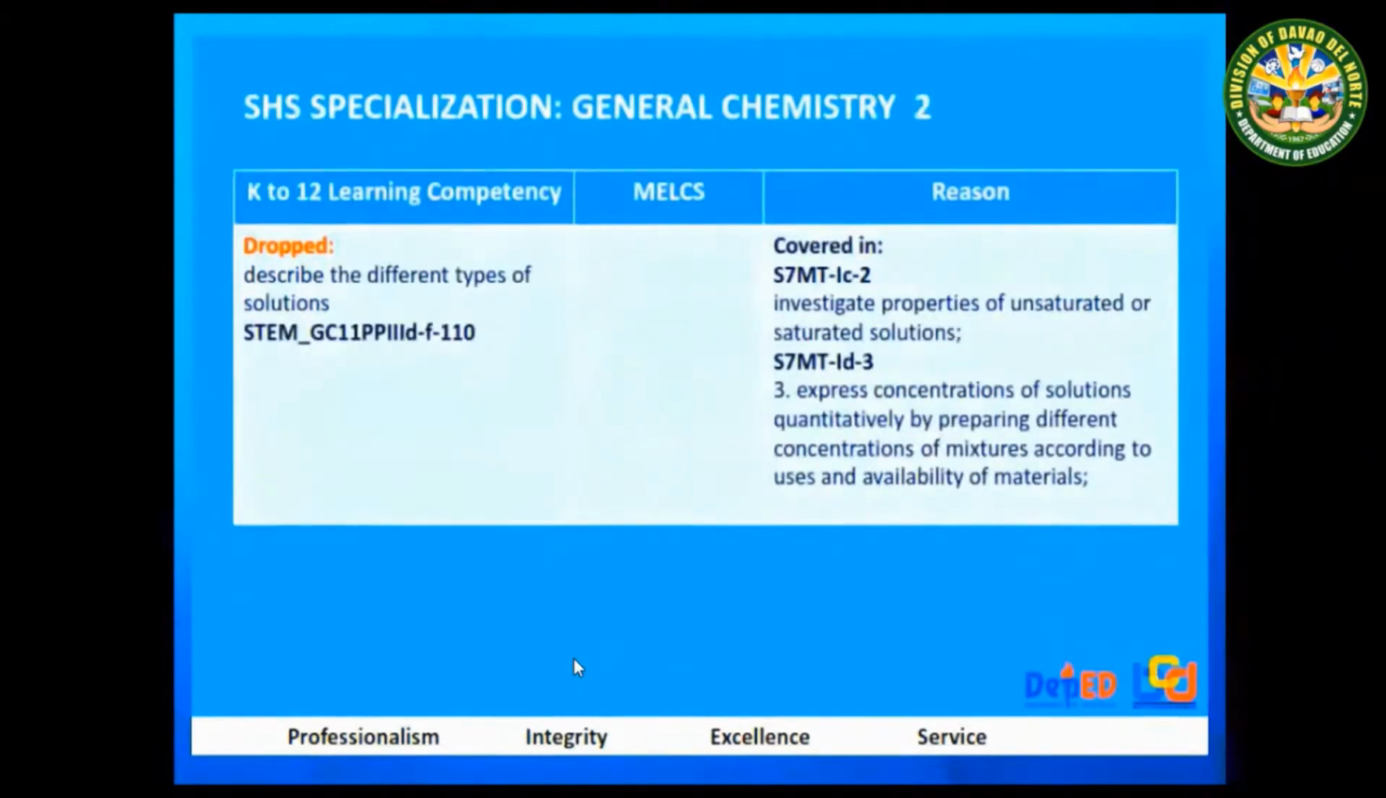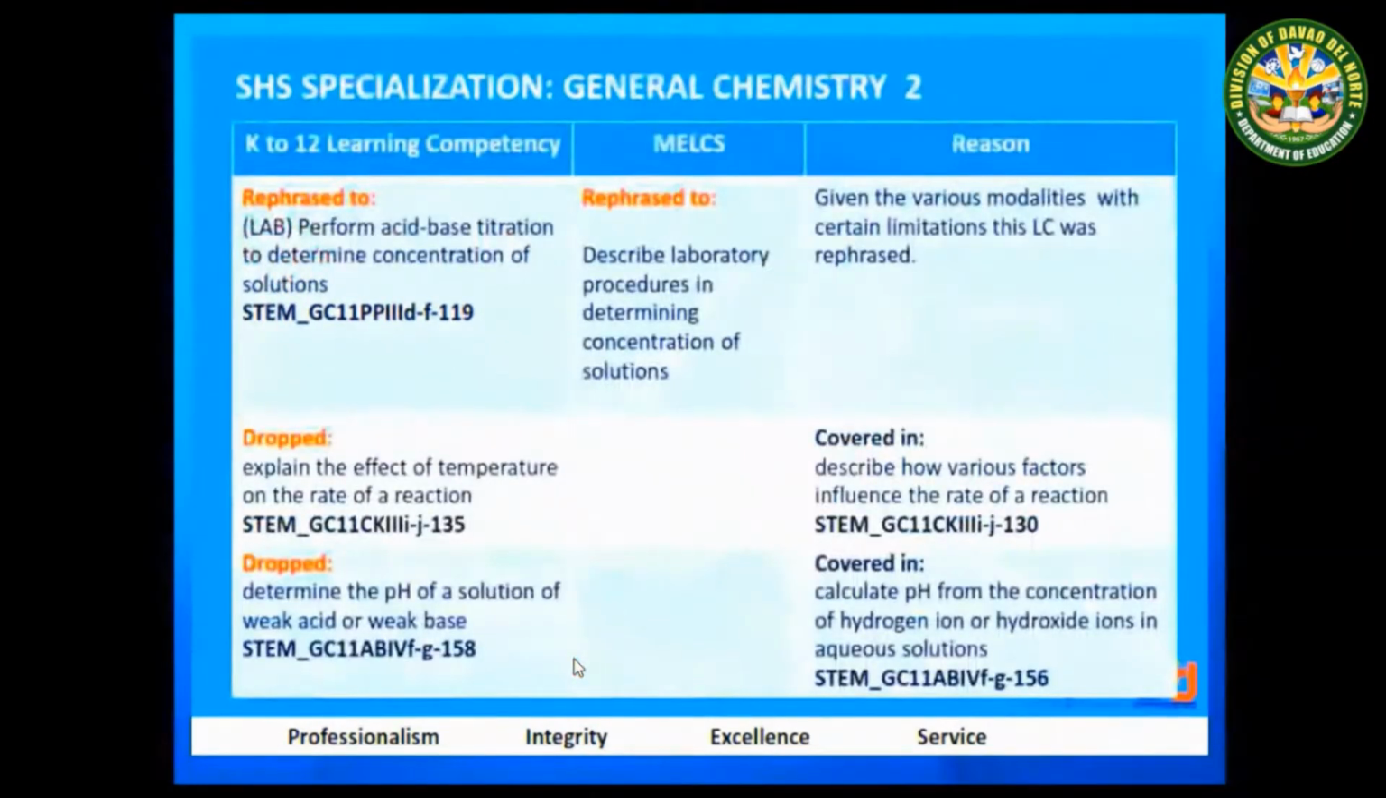In General Chemistry 2, 3 LCs were dropped and 2 LCs rephrased. All the reasons are reflected in this slide. This slide shows the rephrased and dropped competencies, and all reasons are reflected in the last column of this slide.